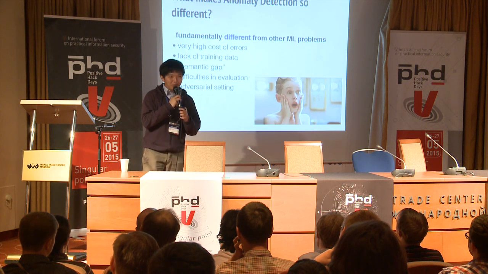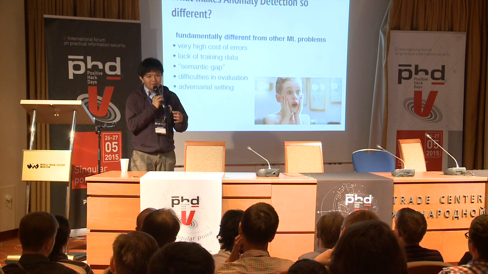So we want to see what makes anomaly detection so different from the other machine learning applications we've seen before, like recommender systems and spam classifiers and NLP techniques. So we'll go into each one of these in detail.